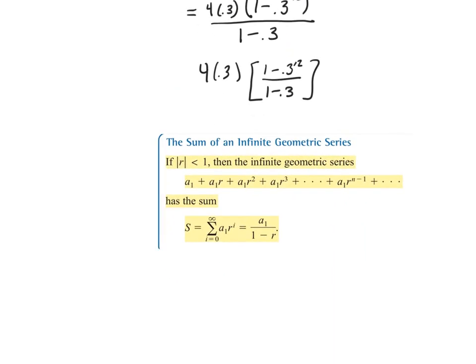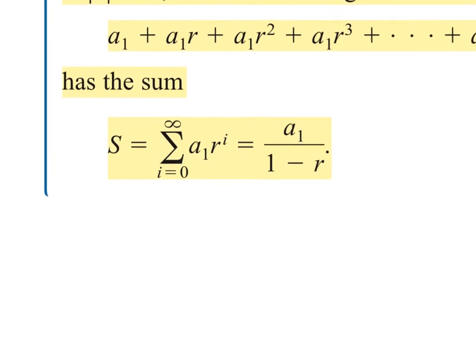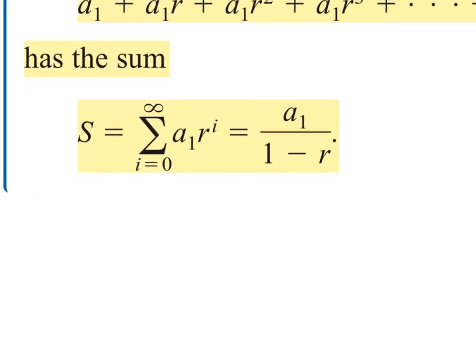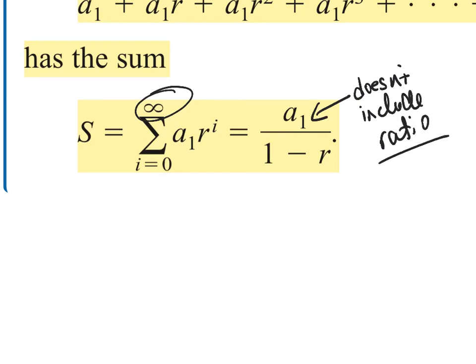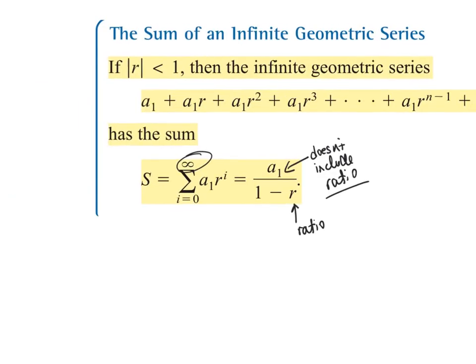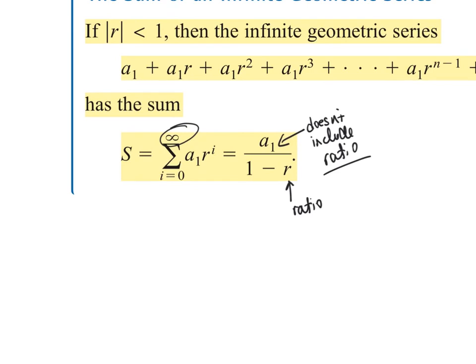Now, when we have an infinite series, this is real easy. How do you know this one is infinite? It has an infinity sign. In this case, this is the first term. It does not include the ratio. It's just the number that's at the beginning. And then R is your ratio. So this is a very simple formula. Your a sub 1 is just the first term, doesn't include the ratio, and then R is just the ratio.